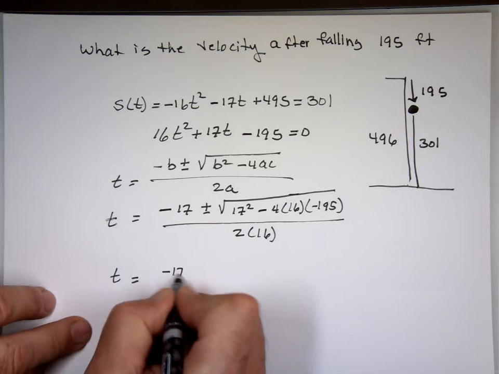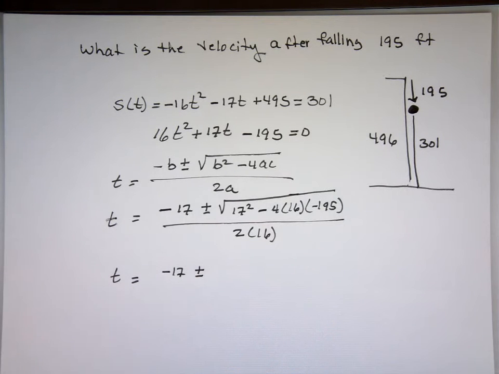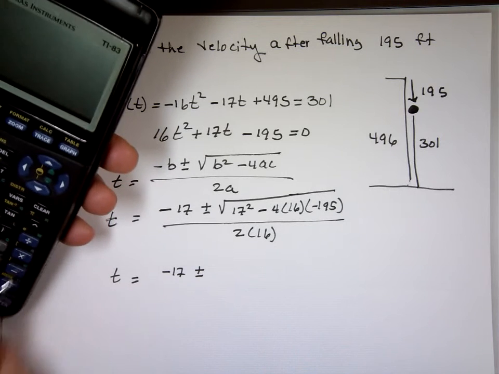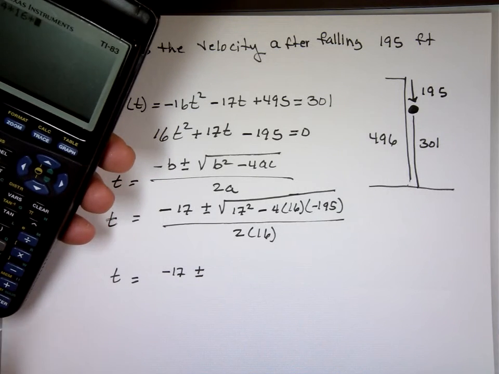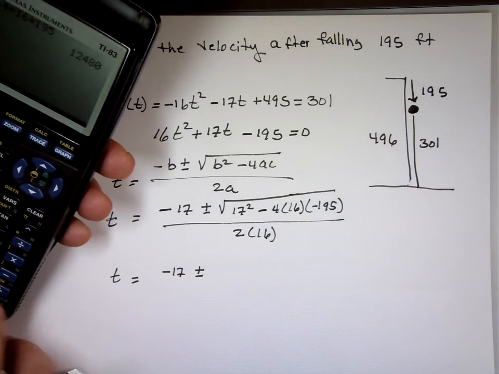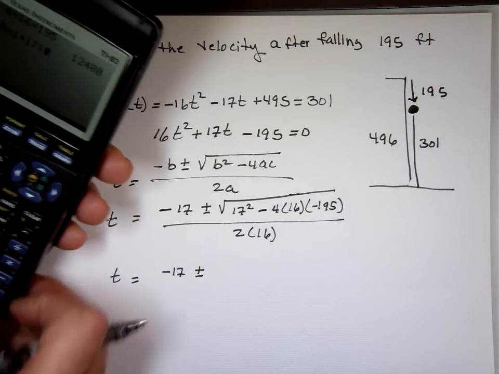Negative 17 plus or minus, let's see what that number is. 17 squared, so 4 times 16 times 195. That number becomes a positive, plus the 17 squared.